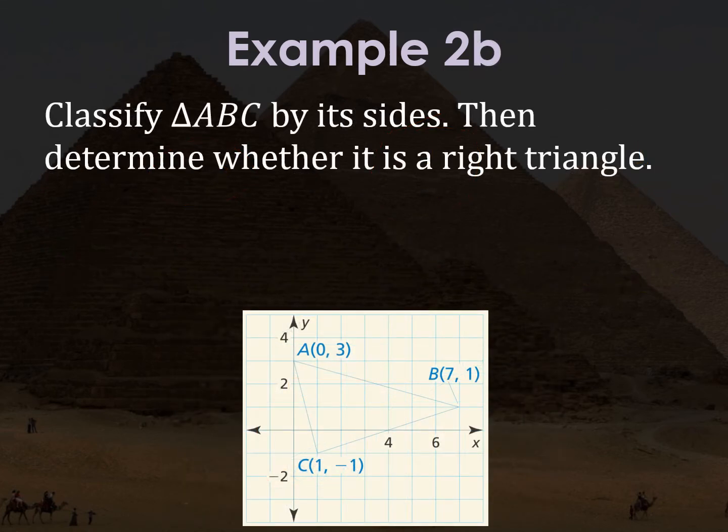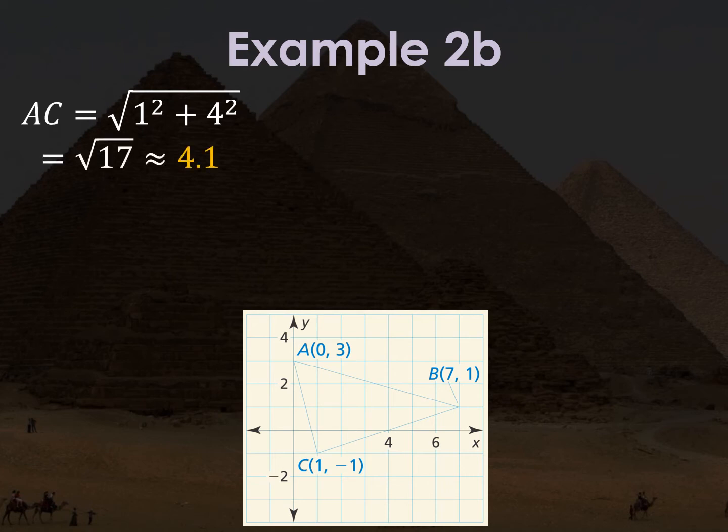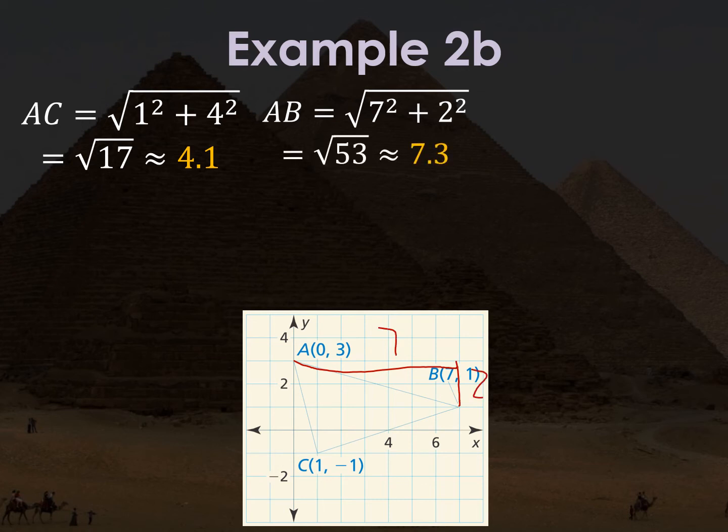You can try 2B if you want, or you can just watch me do it. ABC. So let's start with the sides. AC is clearly shorter than the other two sides. I'm just including it here to be complete. Let's look at AB. AB is the square root of 7 squared plus 2 squared. So if you take a look at this, that one's 7 across, that's 2 down. So the square root of that is 7.3.